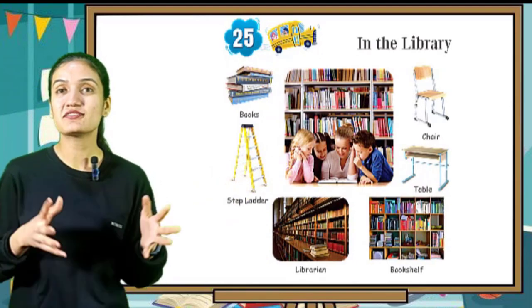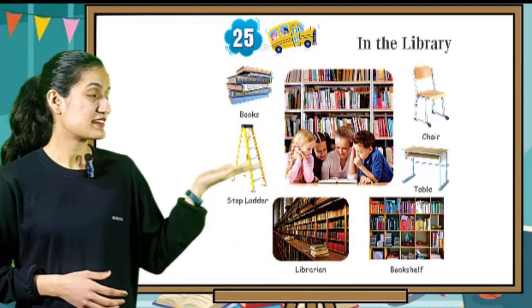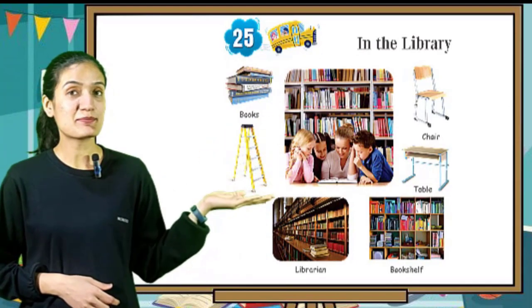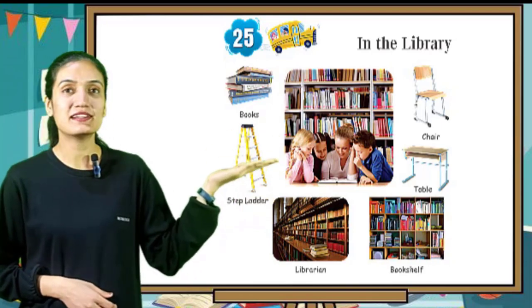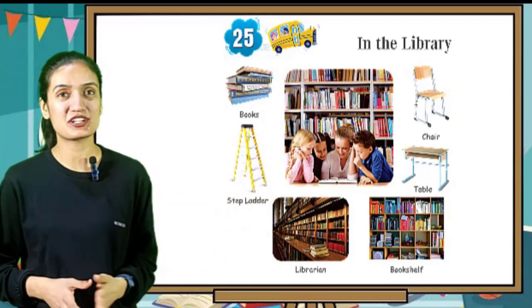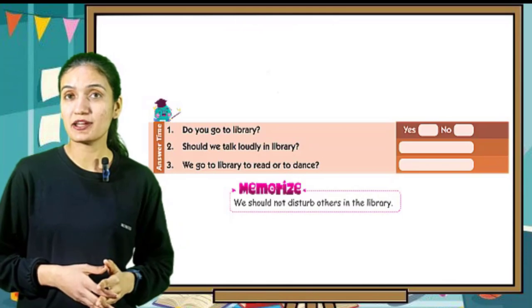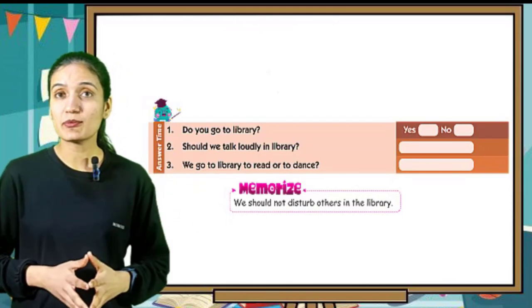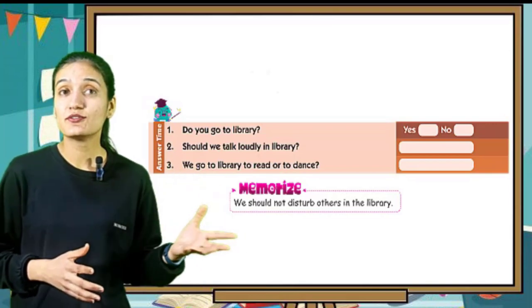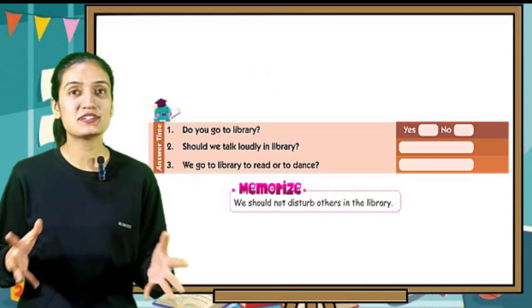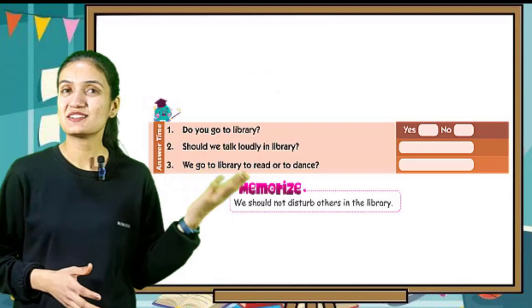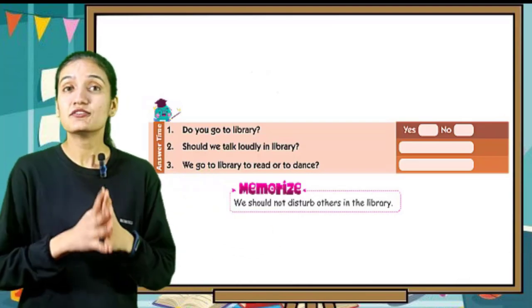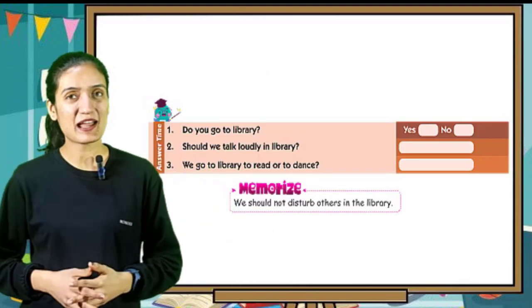Chapter number 25. In the library. Books. Step ladder, chair, table, librarian, bookshelf. Do you go to library? Yes. Should we talk loudly in library? No. We go to library to read or to dance. To read. Now memorize. We should not disturb others in the library.